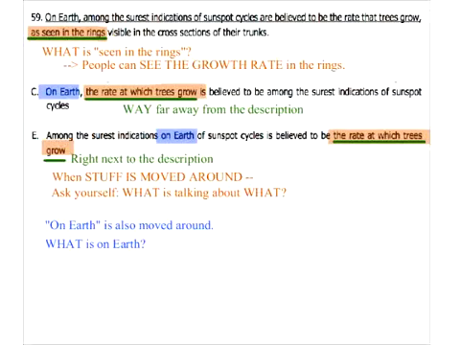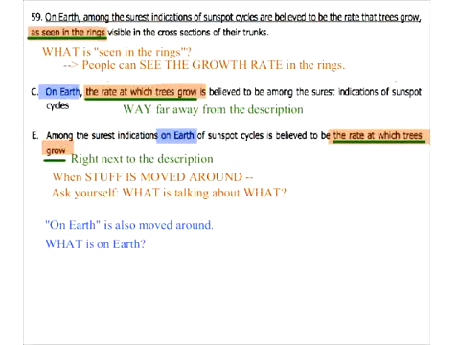So sunspot cycles are not on Earth. I mean, sunspot cycles are on the sun. So that can't be it. It's the indications, right? The indications are on Earth. And I mean, you really have to understand what the sentence is trying to tell you to make decisions like this.